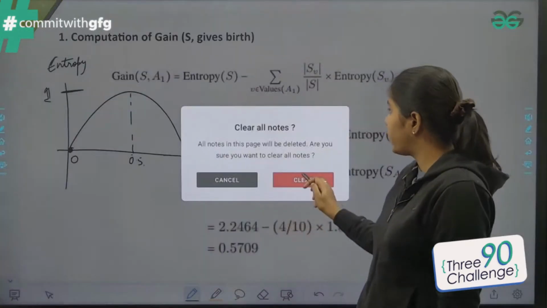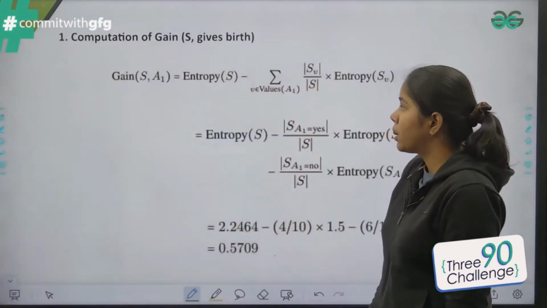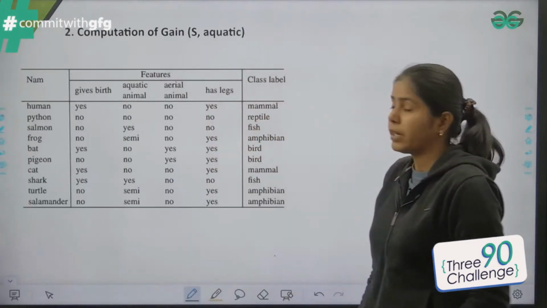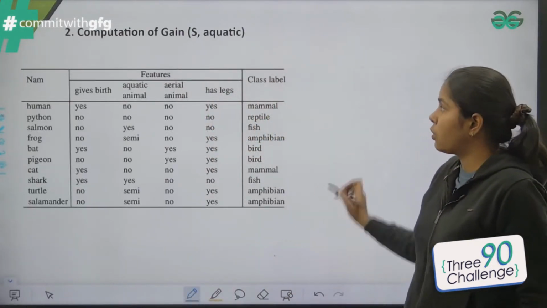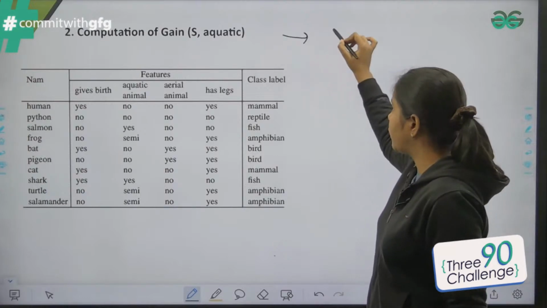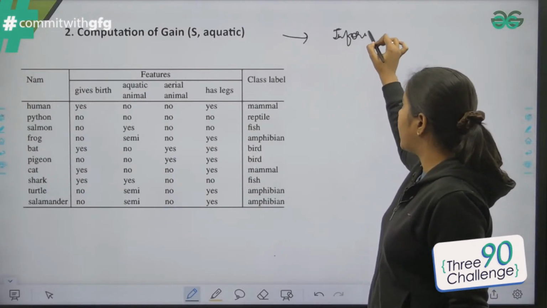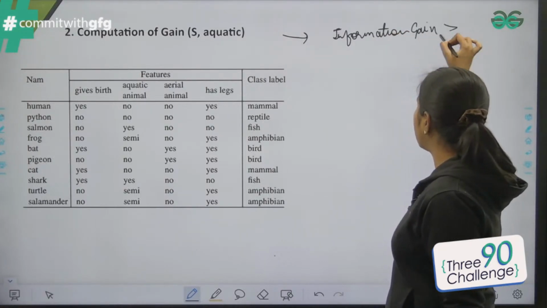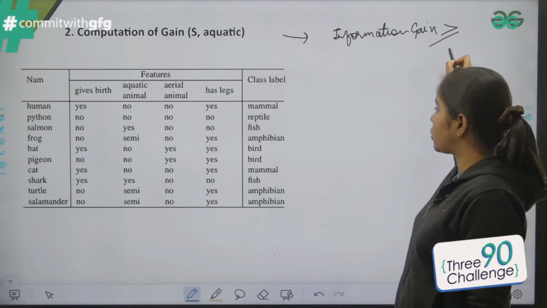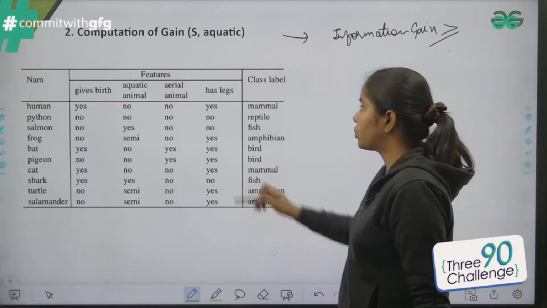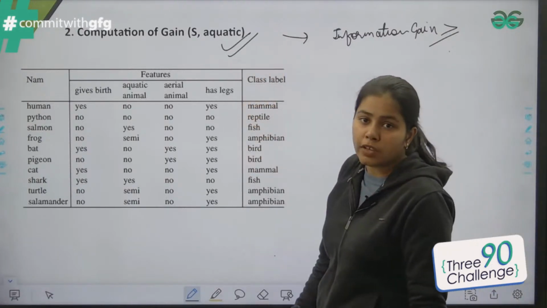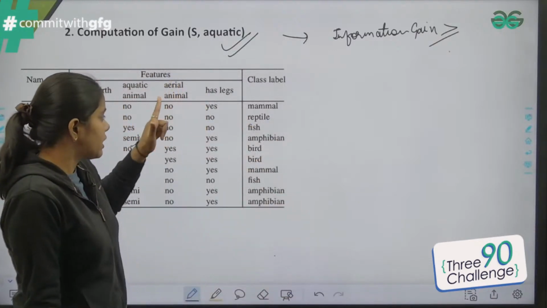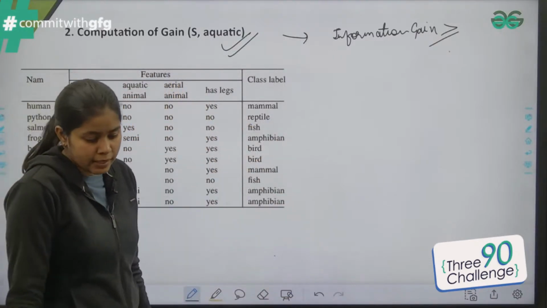Right, so guys, we have calculated information gain for the gives birth column. Similarly, you can find out information gain for the aquatic feature. This is your homework, just try to find out the information gain for the aquatic feature. Because I have already calculated it, I know that for this feature the information gain is greater than the information gain for the gives birth column. So that means we'll divide using this aquatic feature. Similarly, you can find out information gain using aerial and has legs.